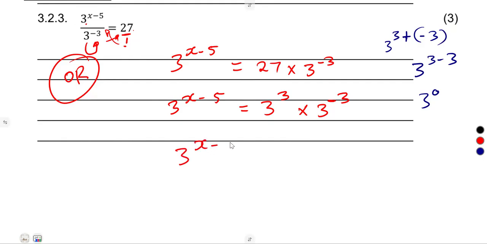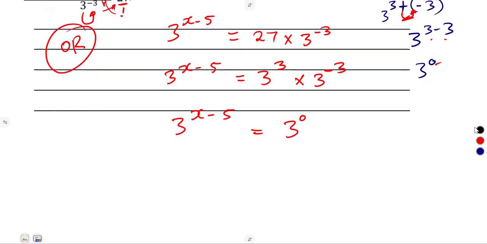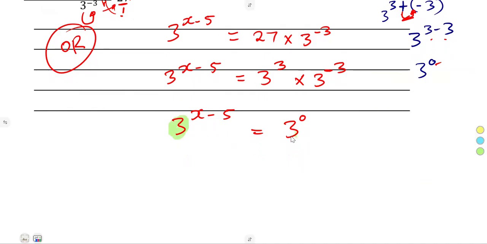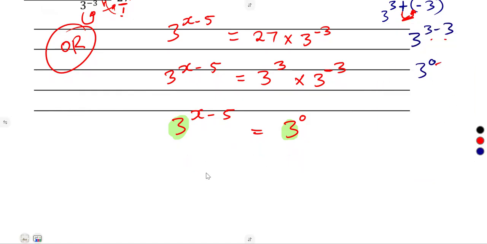So 3 to the exponent of x minus 5 on the left-hand side is equal to what? 3 to the exponent of 0 from this one, by adding the exponents. But there's a plus and a minus, so at the end, you have a negative. So 3 minus 3, which is a 0. Then from there, check the bases. If they are the same, as we can see, they're the same, so therefore, we can simply equate our exponents, since we've got the same bases.